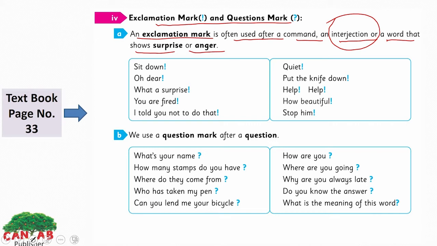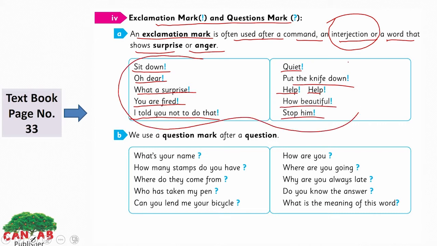It can be a command like: Sit down! Oh dear! What a surprise! You are fired! I told you not to do that! Quiet! Put the knife down! Help, help! How beautiful! Stop him! These are the different emotions or commands here, or surprise or anger or hate or joy. We have different emotions and feelings here. Strong emotions here. And you can see the use of exclamation mark after that.